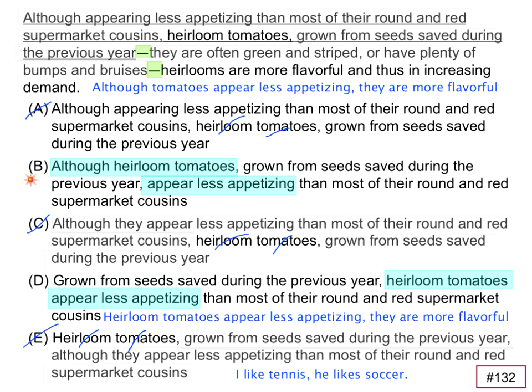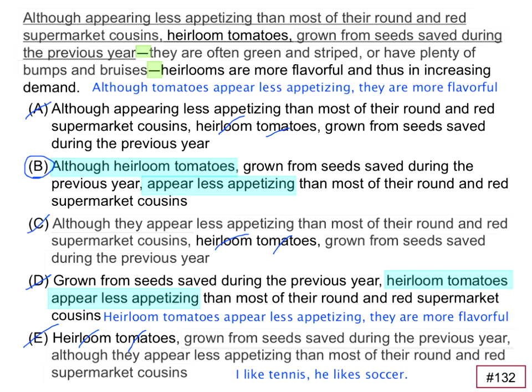Answer choice B, on the other hand, takes this opening thing and makes it a subordinate clause. And so now that's okay. Although I like tennis, he really likes soccer. That would be okay. So D is also incorrect for giving us a run-on sentence. And the correct answer on this one is B.